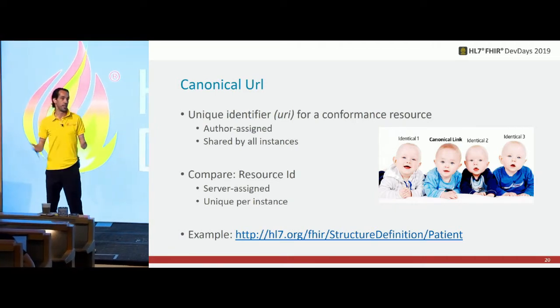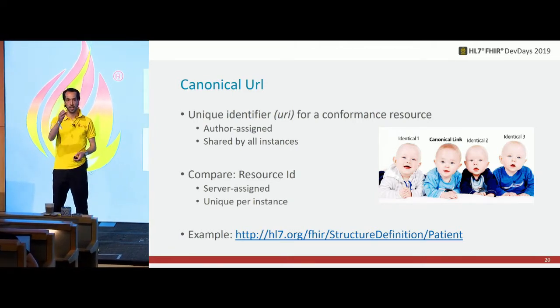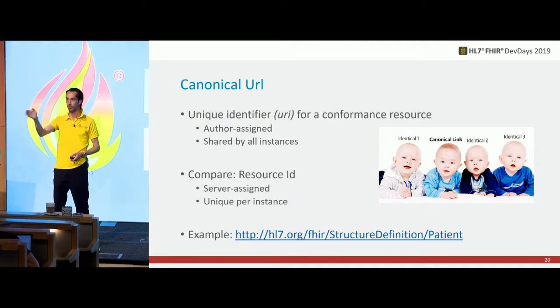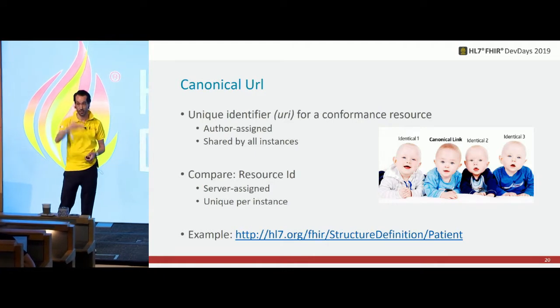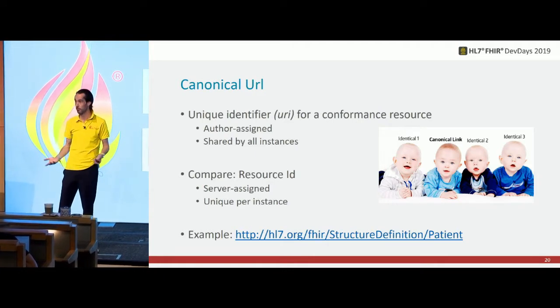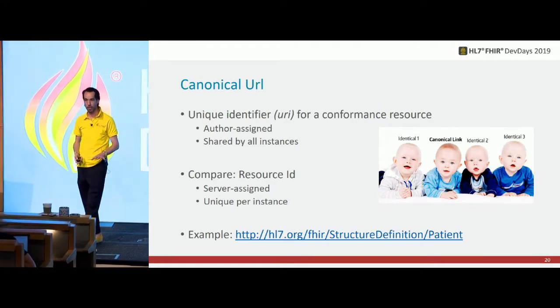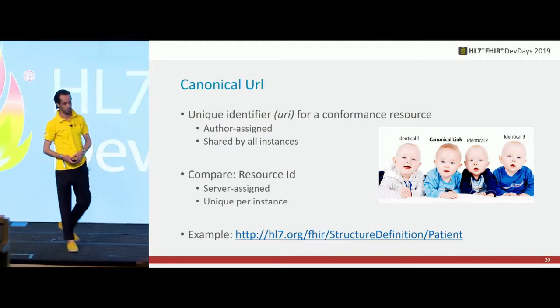So if you take the canonical URL of the patient, hl7.org/FHIR/StructureDefinition/Patient, paste it in your browser, and you will hit the spec, and it'll show you the description of the patient. And that's really convenient for a developer. It's not mandatory, but it's encouraged.